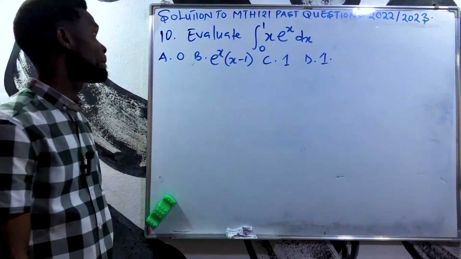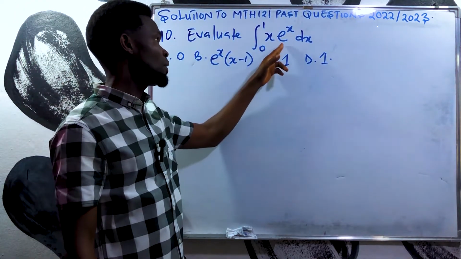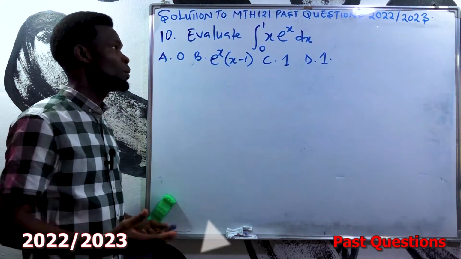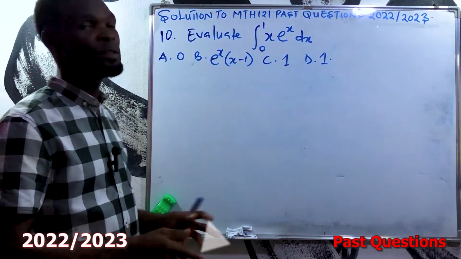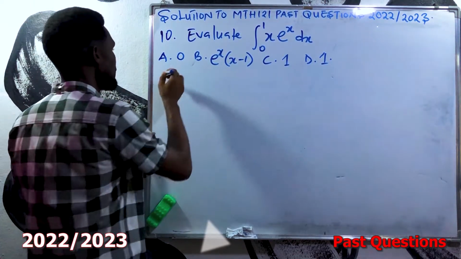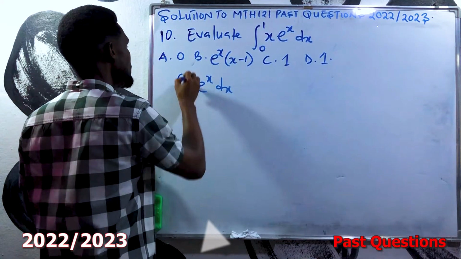Number 10. Evaluate the integral from 0 to 1 of x exponential x dx. This is integration. So in the past question, we have this question from integration. How do we integrate this? I have the integral of x exponential x dx from 0 to 1.